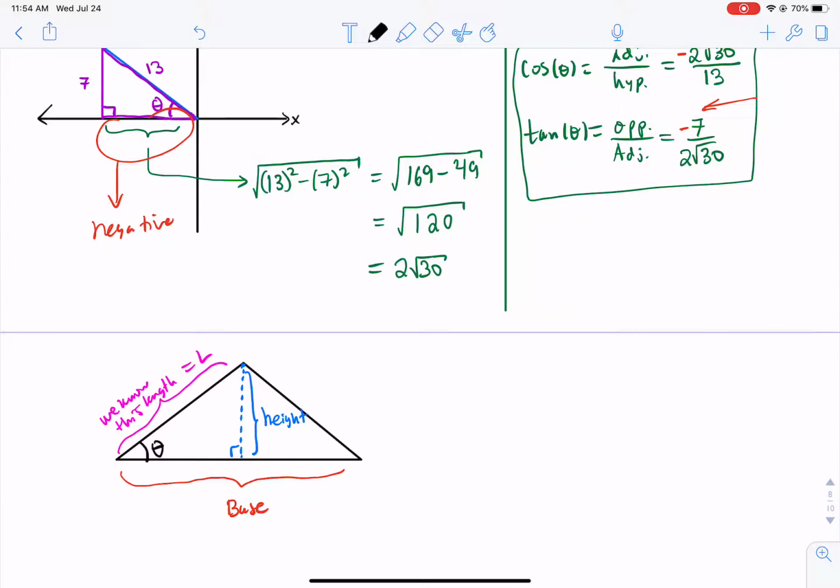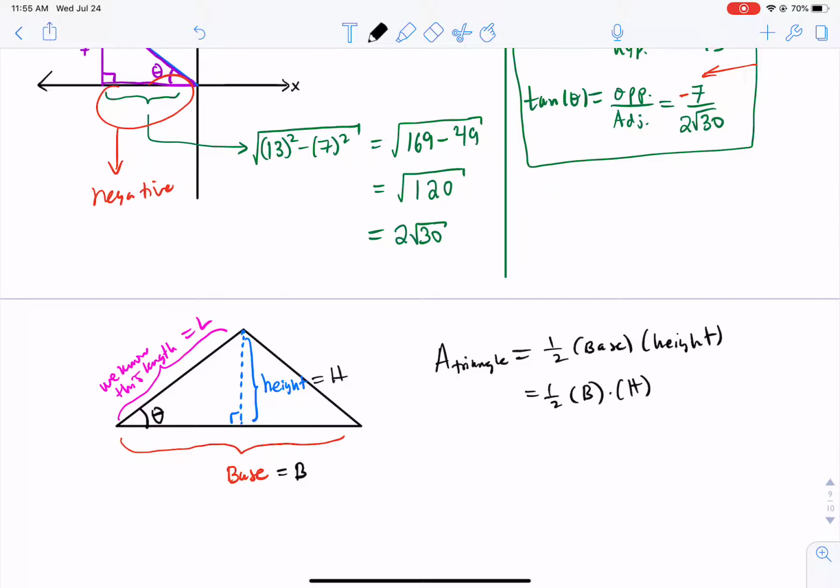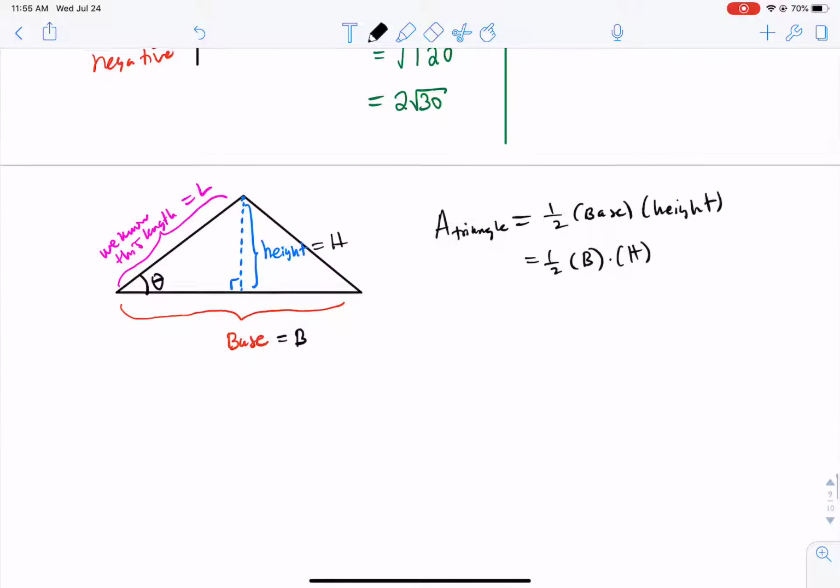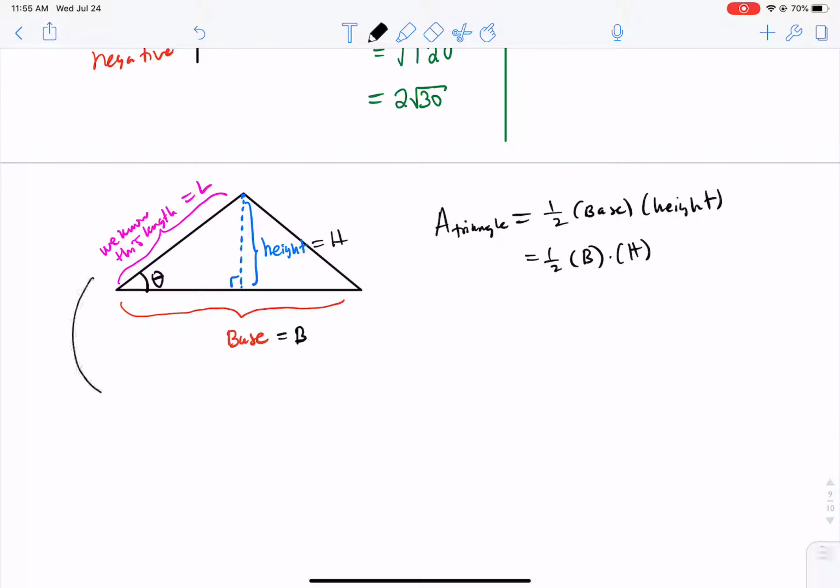The area of this triangle is going to be 1/2 base times height. Let's call the bottom base B, just for base, and the height H. But you don't know the height. You know theta and you know L, right? What do you know about sine theta? Height over the one you know, L.